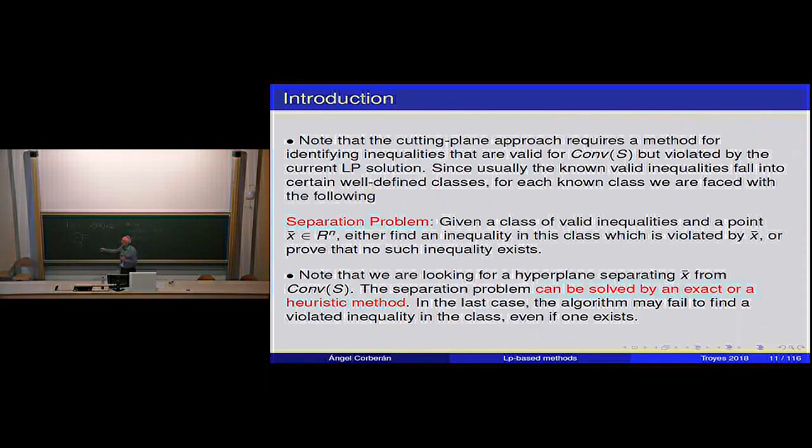So for each class or family of valid inequalities for our problem, we need to solve what is called the separation problem. Given a class of valid inequalities, for instance, subtour elimination inequalities for the TSP, and a point that usually is the solution of our linear program, find an inequality in this class that is violated by our solution, or prove that no such inequality exists. That means that all of them are satisfied.